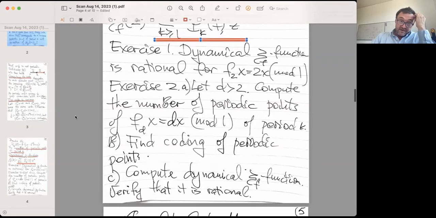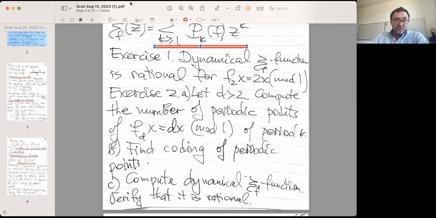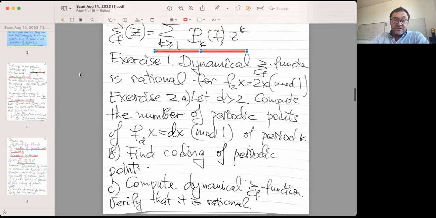So I leave this here, maybe make a screenshot. I give you a bunch of exercises. So in the case when you have a linear expanding map, x goes to 2x, or x goes to 3x mod 1, this is a very simple exercise: calculate the number of periodic points and compute the dynamical zeta function. But the thing which I want to emphasize is that it's not a miracle that the dynamical zeta function is rational. It turns out that it's rational for wide classes of maps.